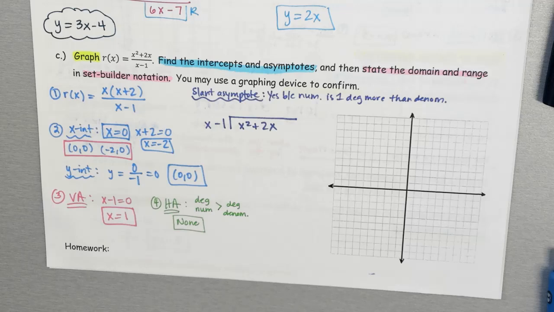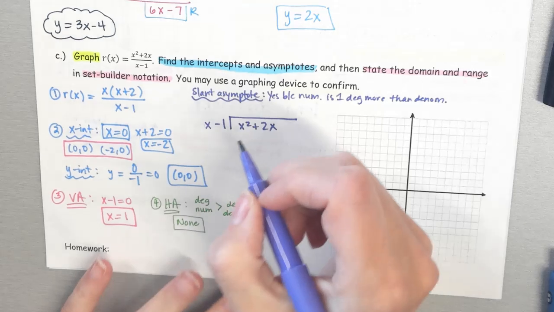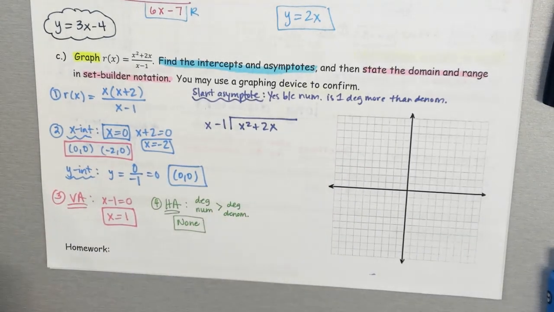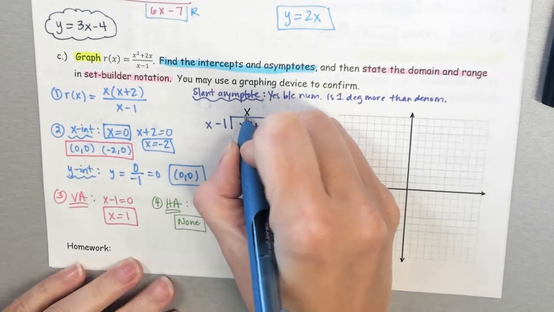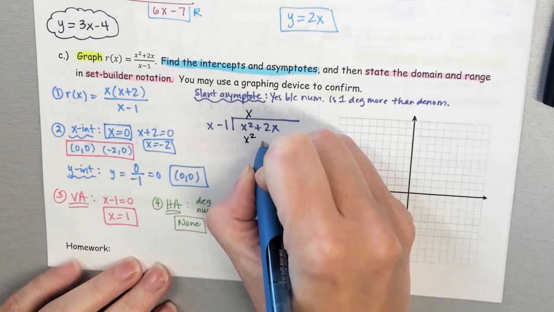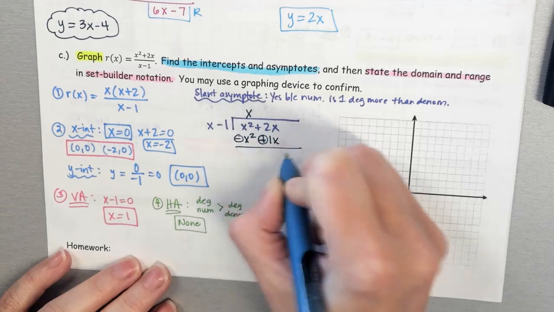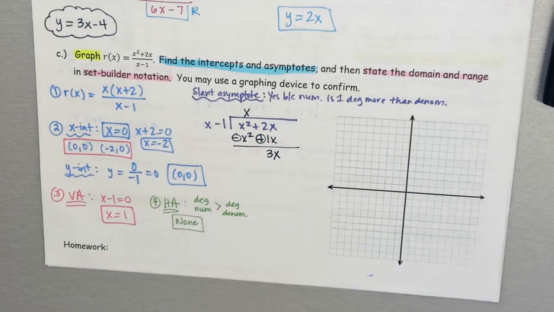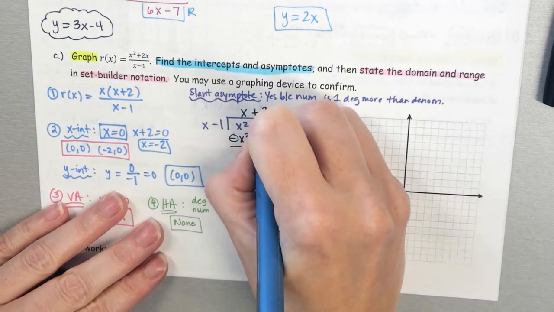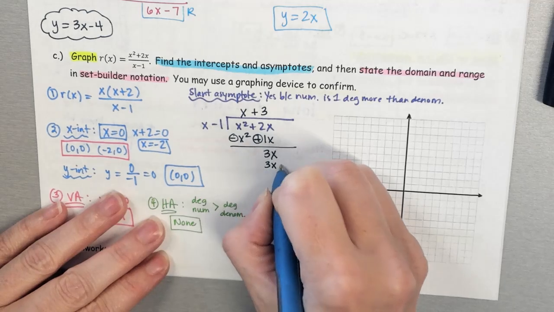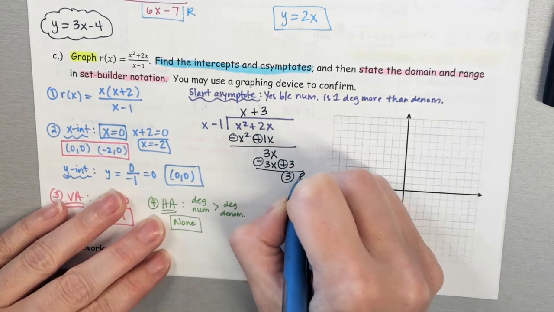All right, so how many times does x go into x squared? 1 time. So if you have x on the top, we distribute. So you have x squared minus 1x. Switch your sign, switch your sign. Okay, and then divide. 3x divided by x is 3. So we have 3x minus 3, switch your sign, this is your remainder.